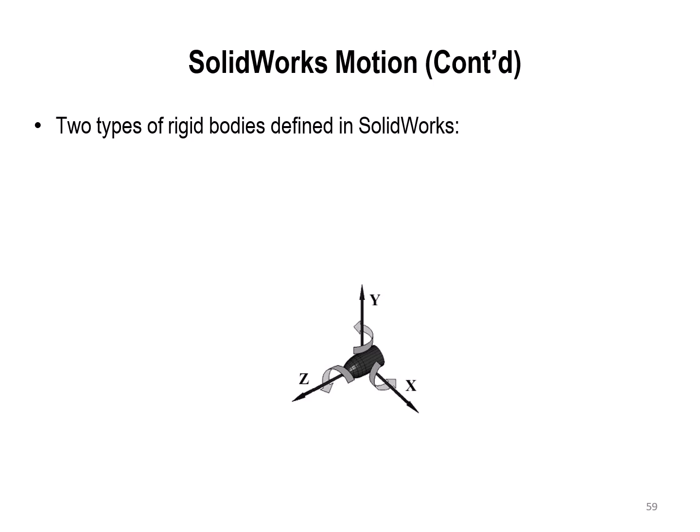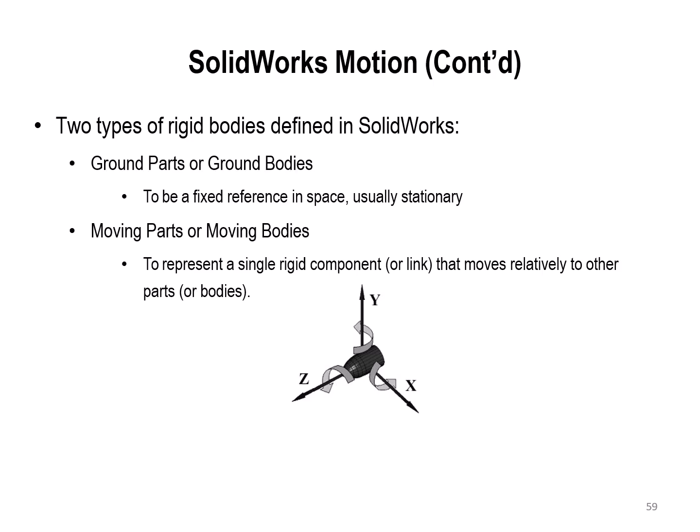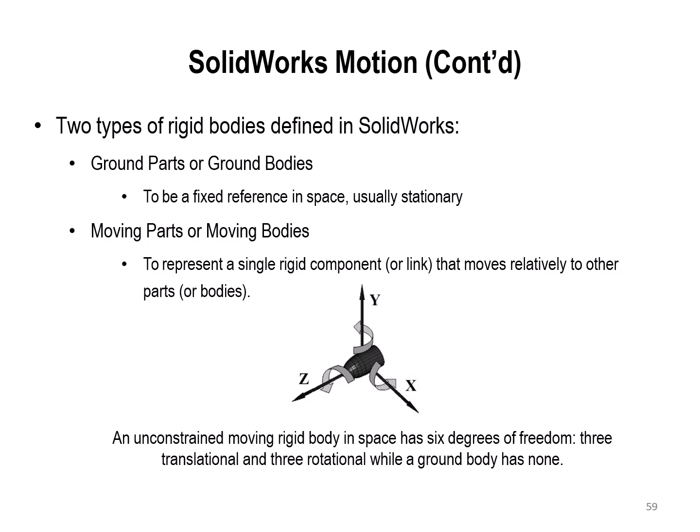So we have two types of rigid bodies defined by SolidWorks. The ground parts or ground bodies are a fixed reference in the space, usually stationary. Also, we're going to have moving parts or moving bodies, to represent the single rigid components or links that move relative to the other parts or bodies. The unconstrained moving rigid body in space has 6 degrees of freedom, 3 translational and 3 rotational, while the ground body has none.